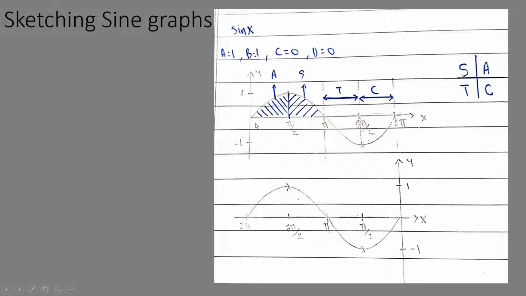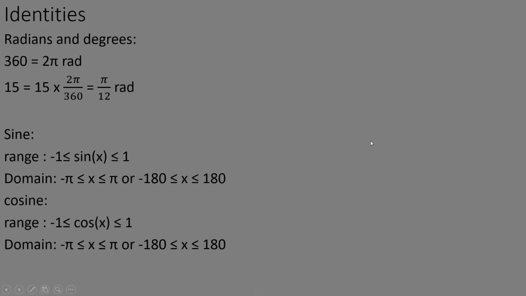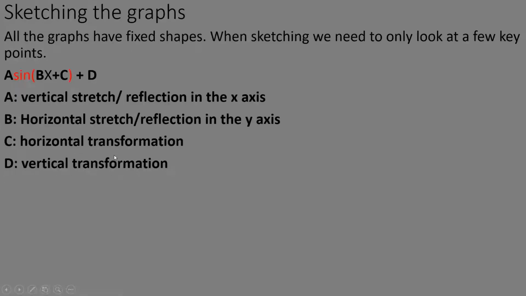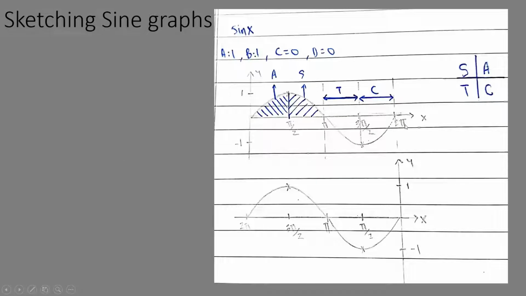You will notice that this is just the sine x function where a is 1, b is 1, c equals 0, and d equals 0. It intersects the x-axis at 0, pi, and 2 pi. And it has peaks at 1 and -1 respectively. Hence, it fits, like I said, the range from negative 1 to 1. So as you can see, all the values lie between negative 1 and 1.